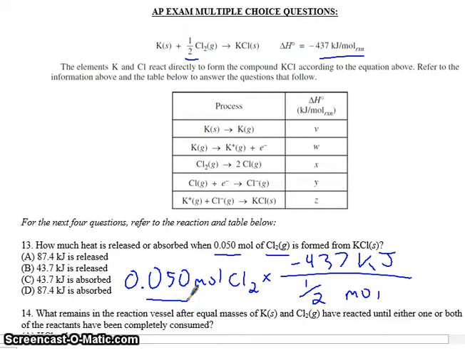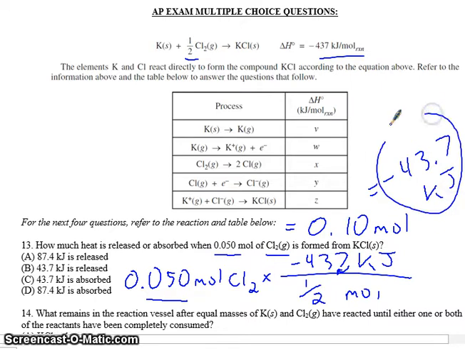Now anytime you divide by 1/2, it's the same thing as multiplying by 2 or multiplying by the reciprocal. I'm going to show you these questions without using a calculator, or try not to use a calculator, because that is how the AP exam multiple choice questions work. So effectively what you're doing is you've got yourself 0.10 moles, which is 1/10 of a mole, then 1/10 times 437 gives you, you essentially just move the decimal place left once, and you get yourself negative 43.7 kilojoules.